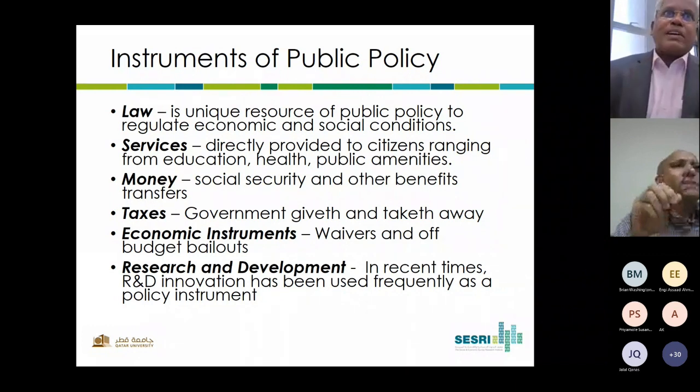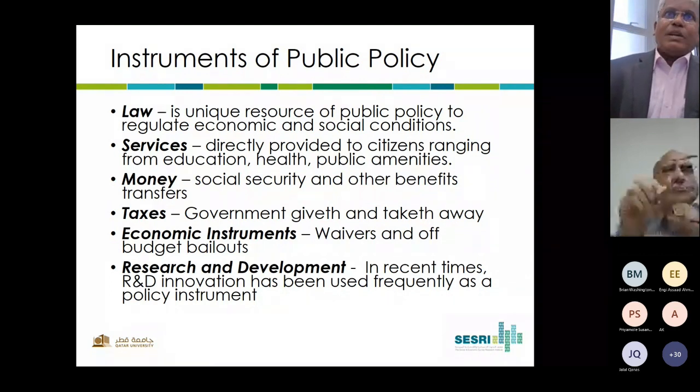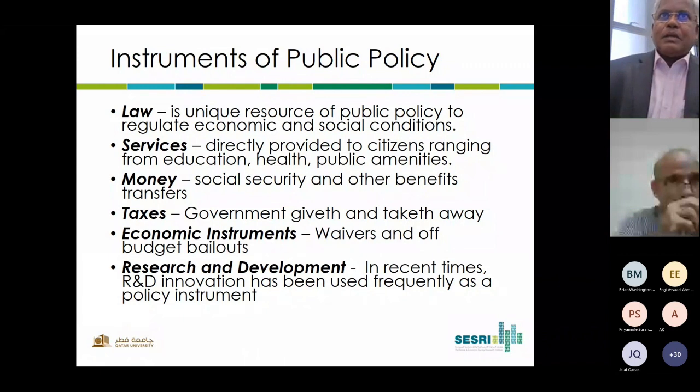Second is services. Government provides a range of services directly to the population, to citizens. They range from educational services at different levels, healthcare services, public amenities, infrastructure amenities, and a lot of other services. This is an instrument of public policy. But there should always be a policy action to provide these services as an instrument of policy.